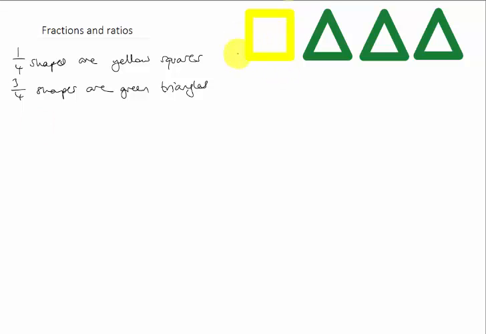to 3. So we have 1 as opposed to 1, 2, 3 triangles. So you could say there's a 1 to 3 ratio of yellow squares to green triangles. So that's 2 different ways of expressing the same thing.